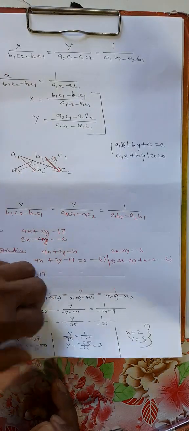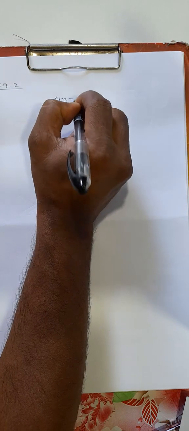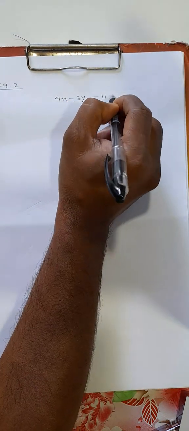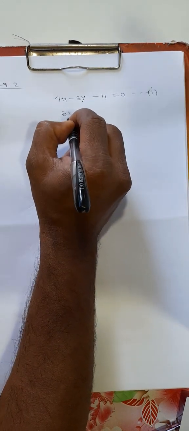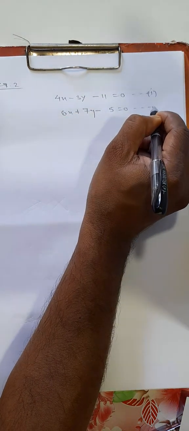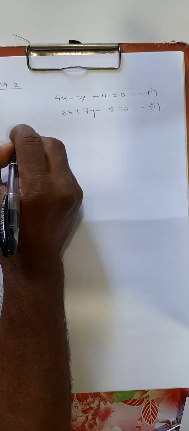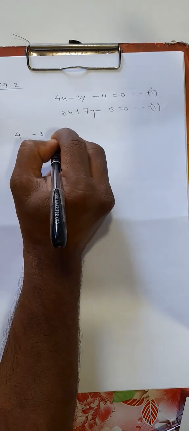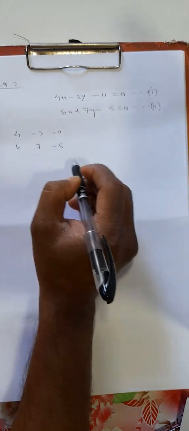Now let us try to do one more example with the help of the method of cross multiplication. Say you are given two equations. Example 2. Suppose 4x minus 3y minus 11 equal to 0. This is equation 1. And another equation is 6x plus 7y minus 5 equal to 0. This is equation 2. Now you try to write the coefficients first. 4, minus 3, minus 11, 6, 7, minus 5. Right?